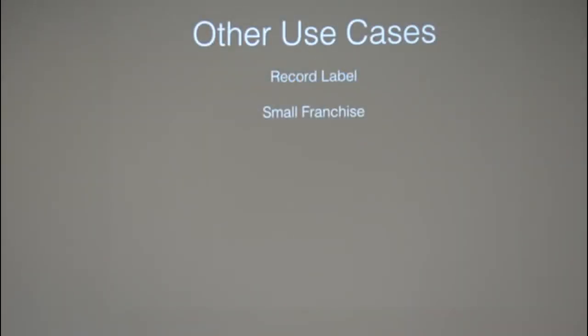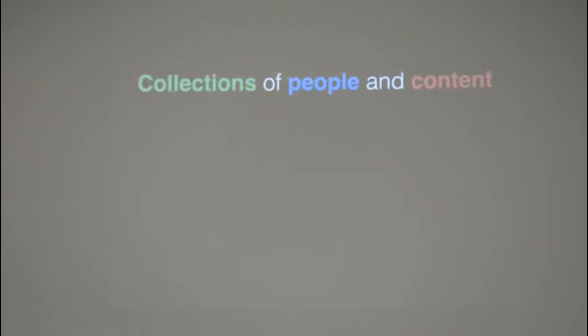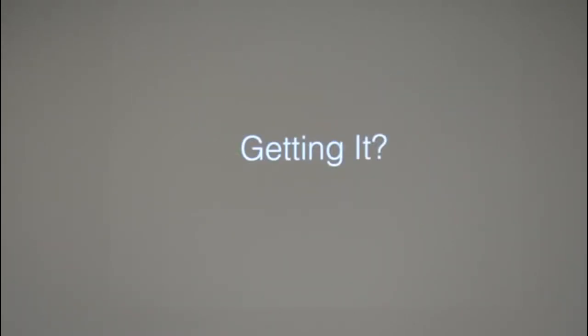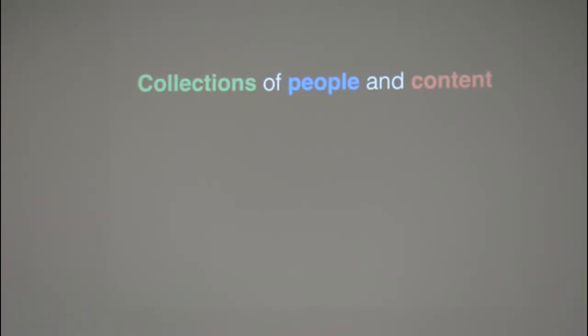But these are fancy ones. We're not going to do a record label anytime soon. We don't know any people who own small franchises. Not me. But craft fair. We probably build sites for craft fairs. What's a craft fair? Organic groups. Collections, people, and content. Collection: vendor table. What sort of people? Vendors, customers. What sort of content? Merchandise, a blog you might have, availability, what time they're going to be at their tables. You guys are getting it? Okay. Collections of people, content.